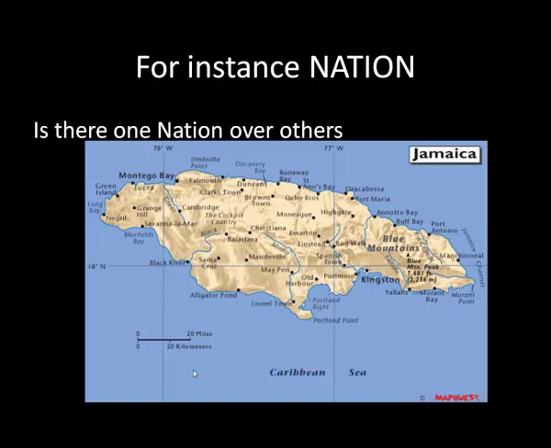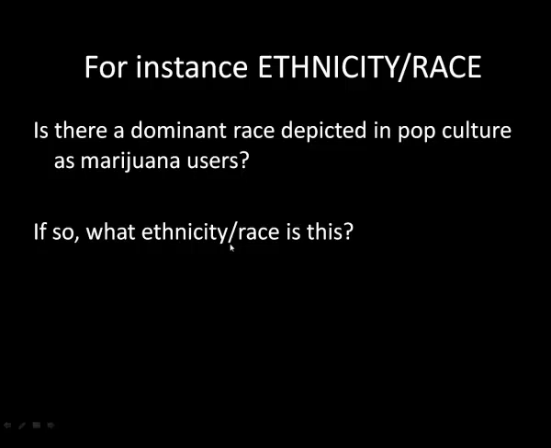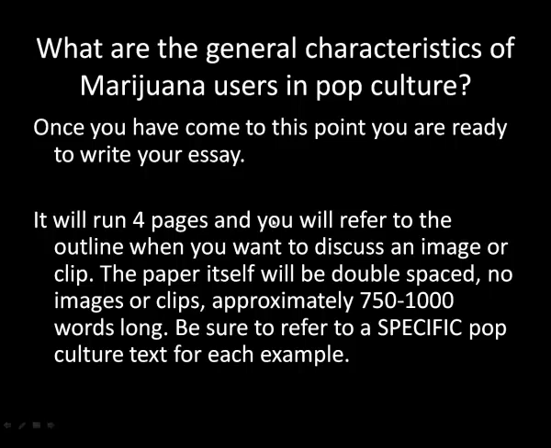If we look again here at marijuana, we could see that for Jamaica, for instance, there's a strong national association with the product. There could also be an association with British Columbia, BC Bud. So Canada might be an instance of a nation that is depicted in pop culture and related to marijuana. You could also look for ethnicities and race. Is there a dominant race depicted that uses the drug? These general characteristics then, now it's time for you to take those characteristics and write your essay.